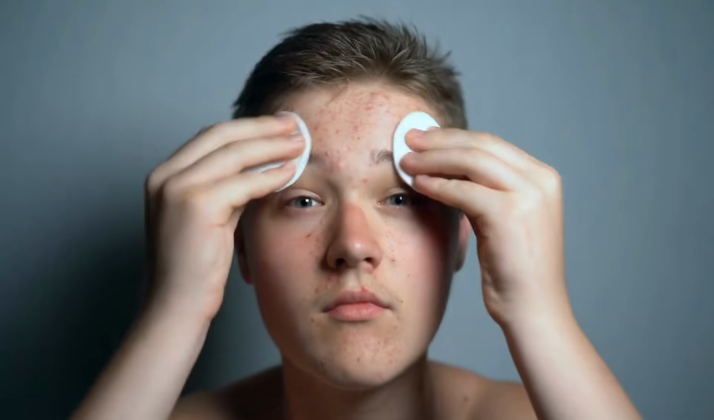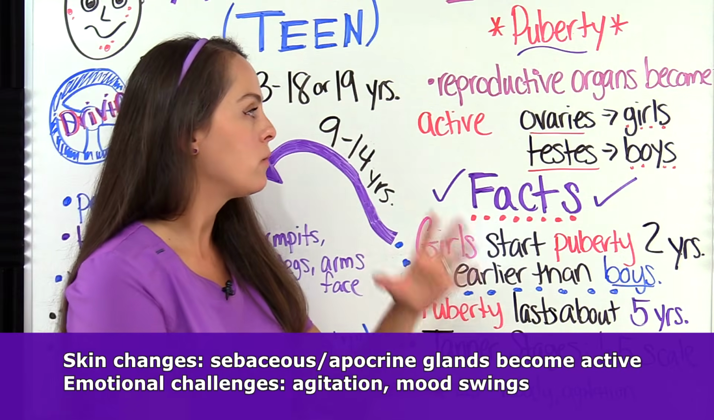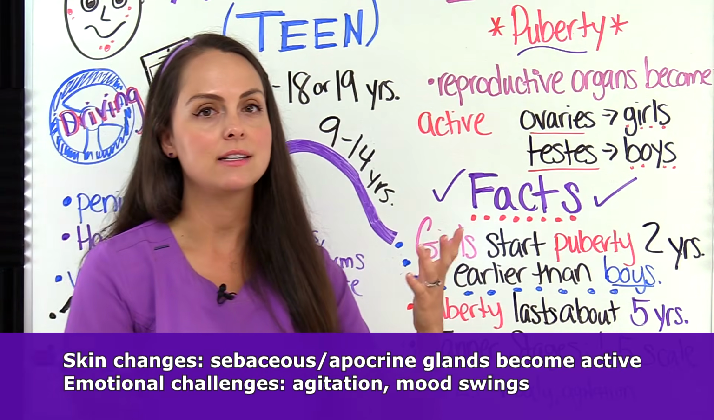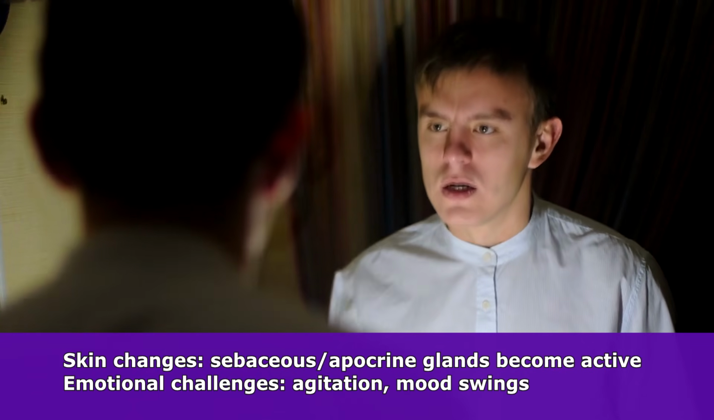Other changes that occur are similar to the girls. With their skin, those glands become active, so they get those problems. And they will have emotional challenges as well because reproductive organs are becoming active, so we have testosterone on board along with other things, which can lead to moodiness and agitation.